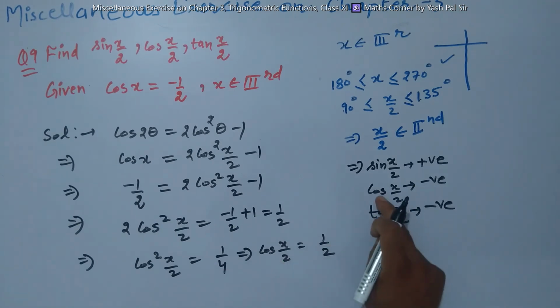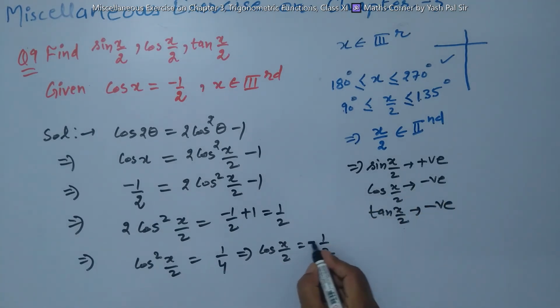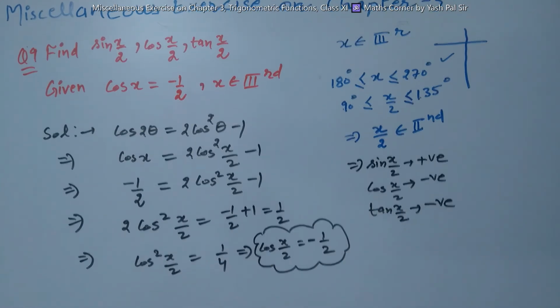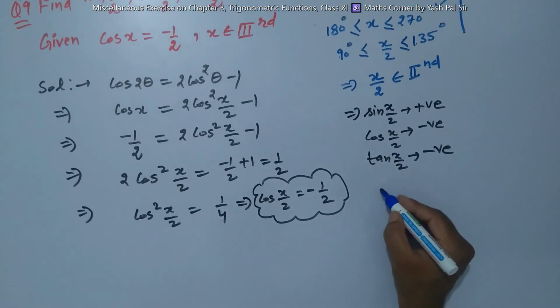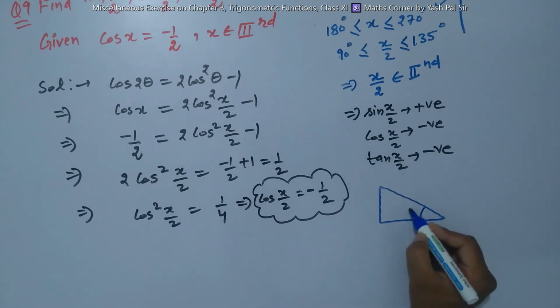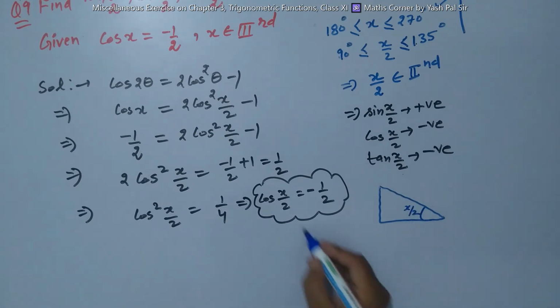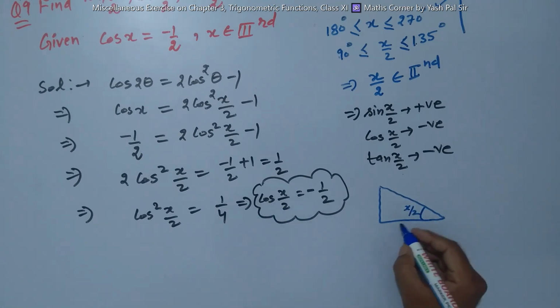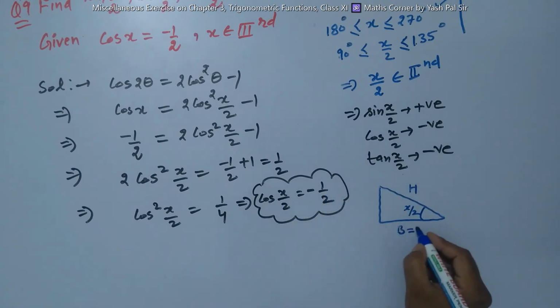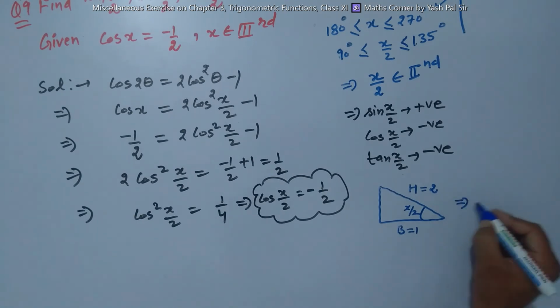Now what we say? This should be negative. So the first value is obtained: cos x by 2 is minus 1 upon 2. Now making the triangle. What is the triangle now? Here the base angle is x upon 2. What is cos? Cos means b upon h. B is equal to 1, h is equal to 2. So from here we can find p.